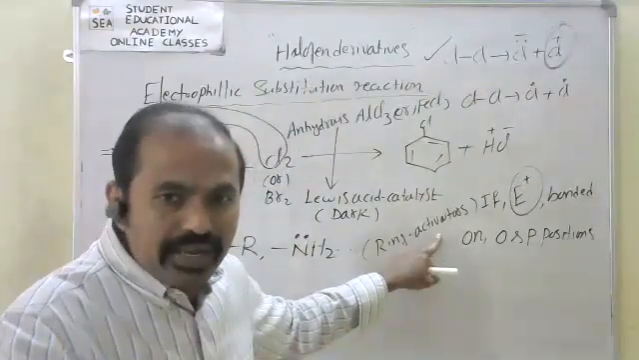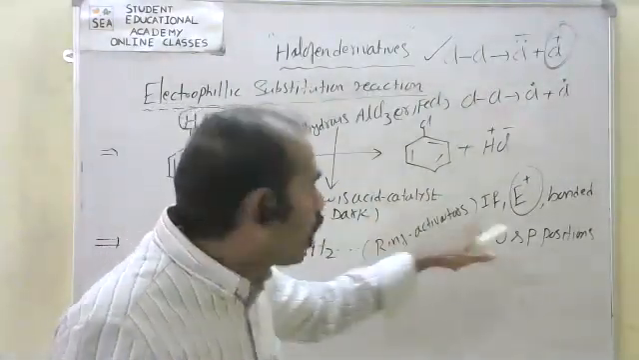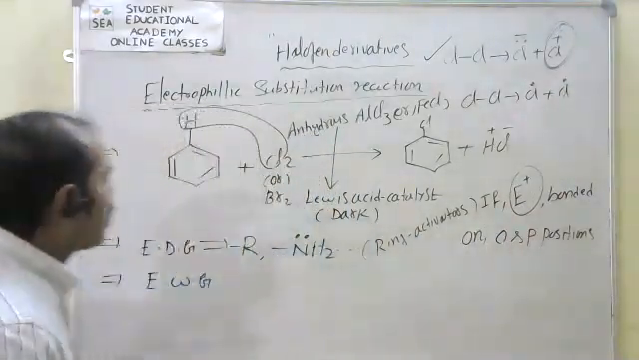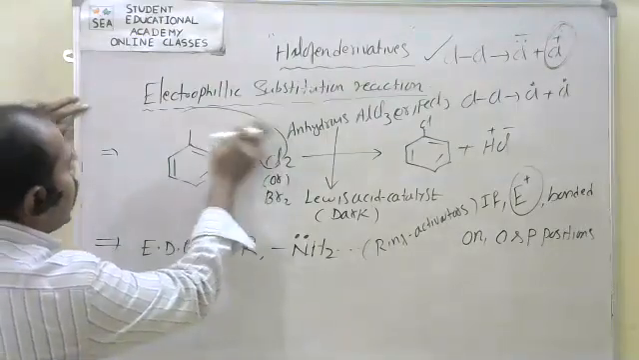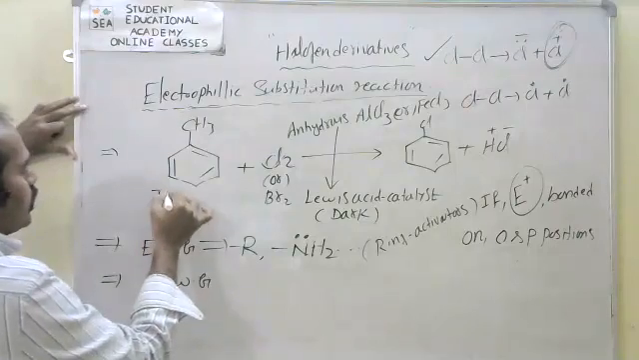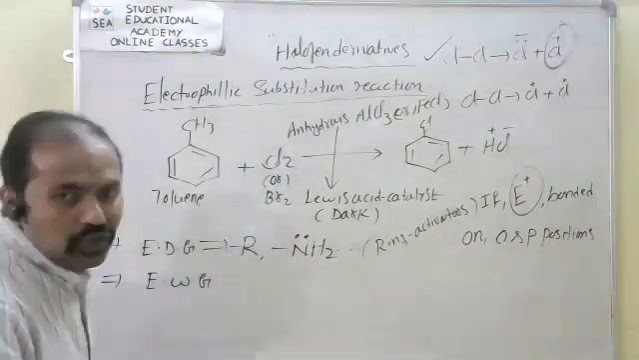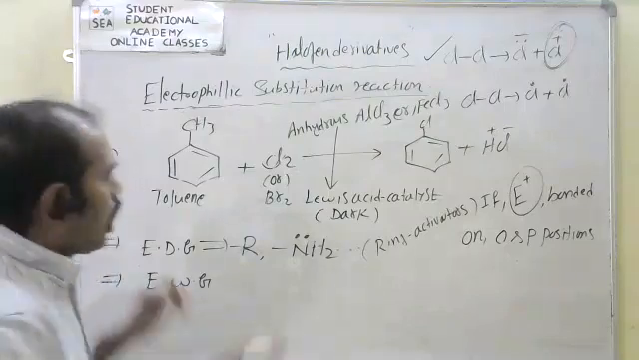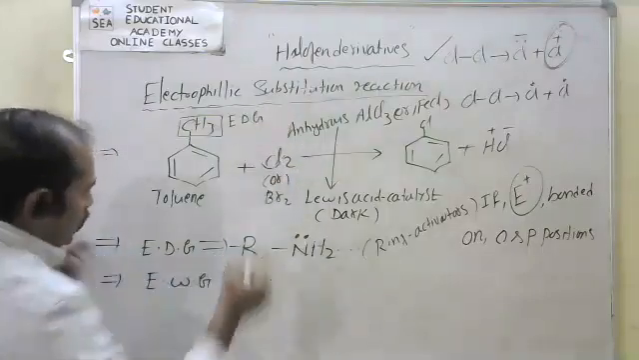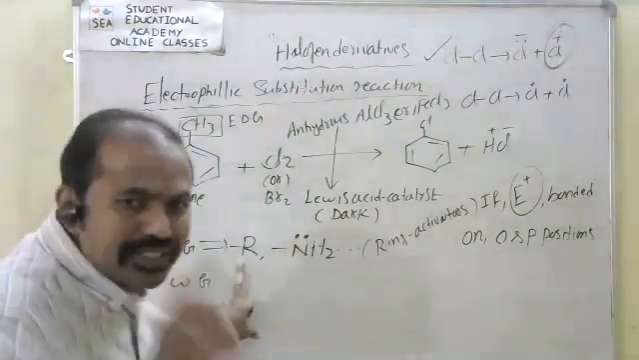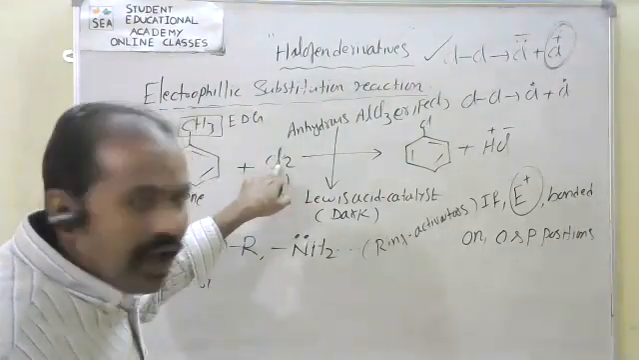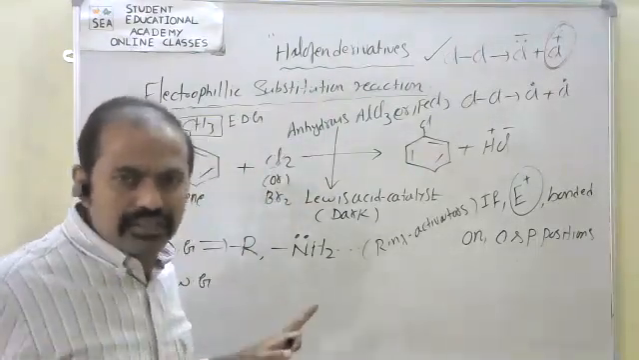If these groups are present, the coming electrophile always bonds at the ortho and para positions. For example, the textbook gives a methyl group, toluene. Methyl benzene is called toluene. It is a benzene derivative. Now, what is the nature of this CH3 group? Electron donating group, because an alkyl group is an electron donating group. The mechanism is the same; there is no difference here.